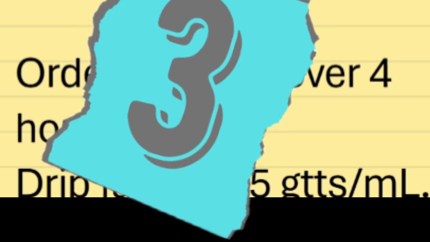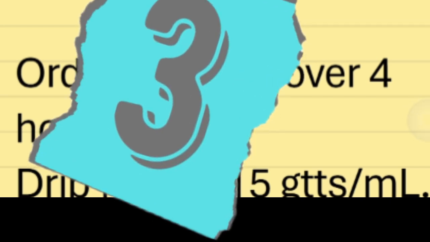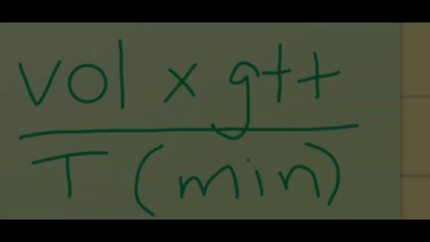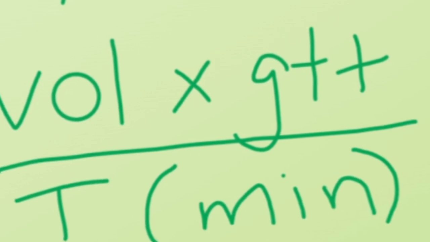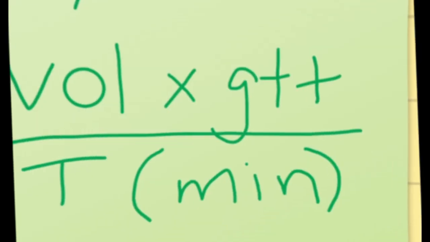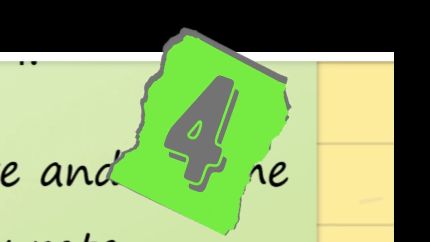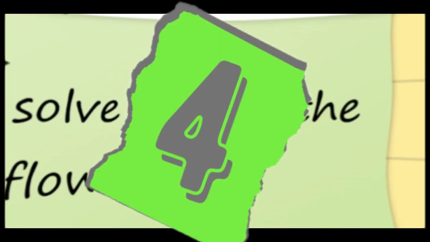Now, in step three, you're going to utilize the formula. The formula for drip factor is you're given the volume times the drip factor, over the time in minutes. This is the most common formula that is utilized to help you calculate your drip rates. Once you have your formula, you are going to plug in your numbers, solve, and set the flow rate.